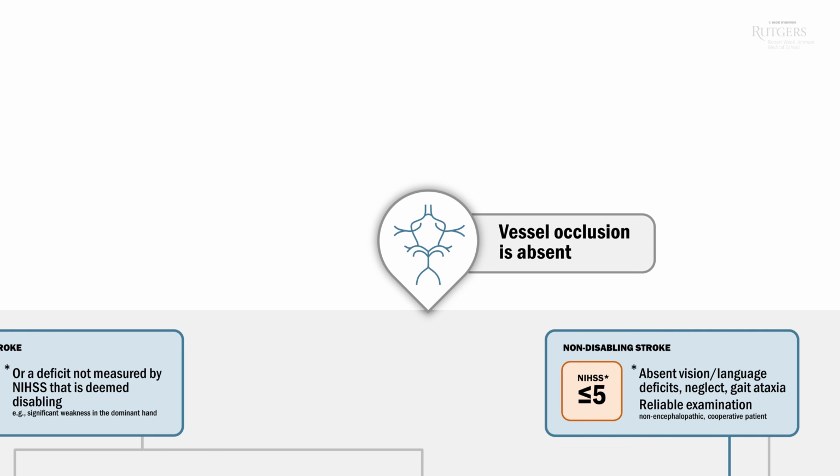But what do we do if a large vessel occlusion is absent and there are no clear disabling focal neurological deficits? Again, be very careful here. Disabling deficits do not always register on the NIH stroke scale. Also, acute encephalopathies are probably the most common reason for stroke codes to be called. And you know that the vast majority of encephalopathy cases are not due to stroke. But the last thing you want is to miss a potentially intervenable lesion.